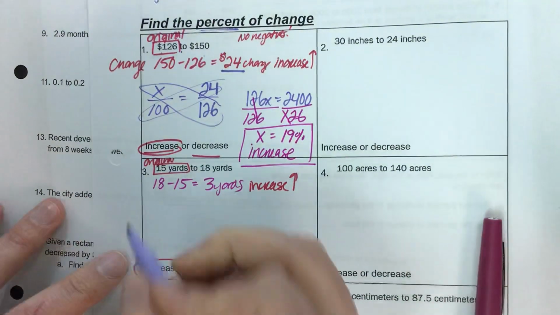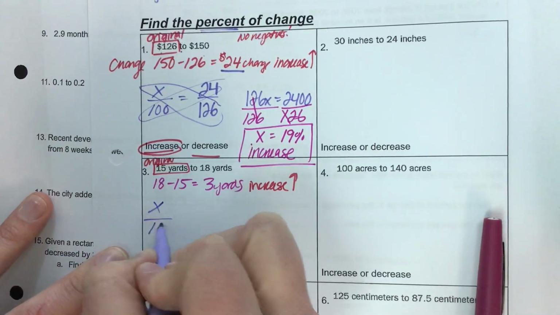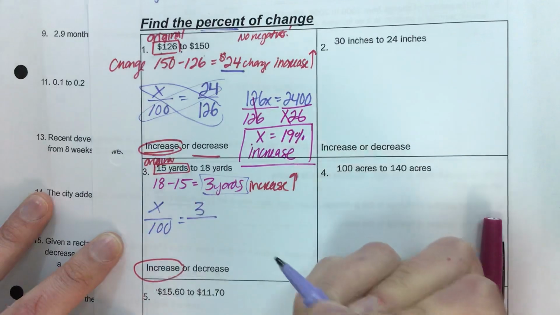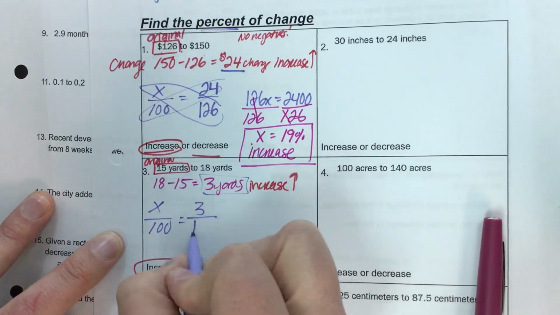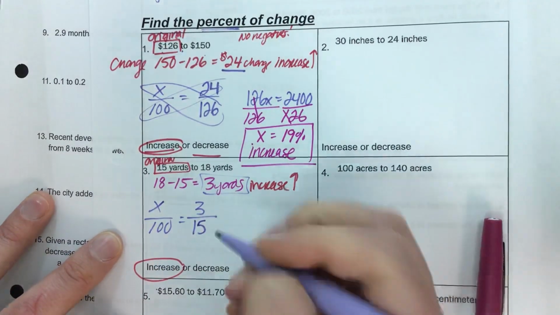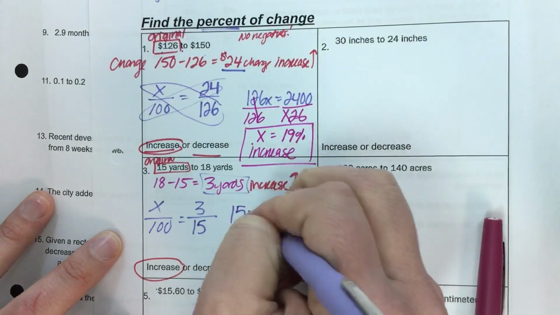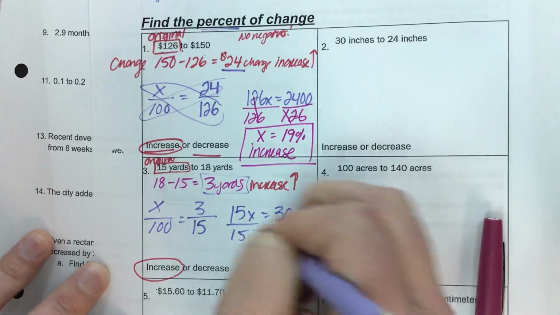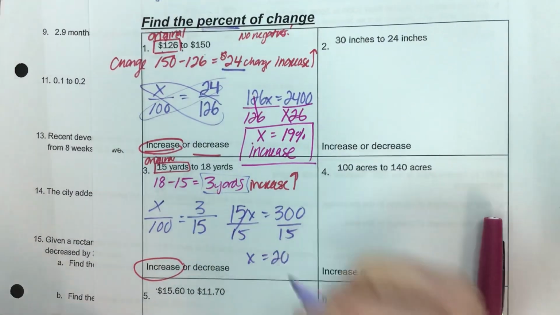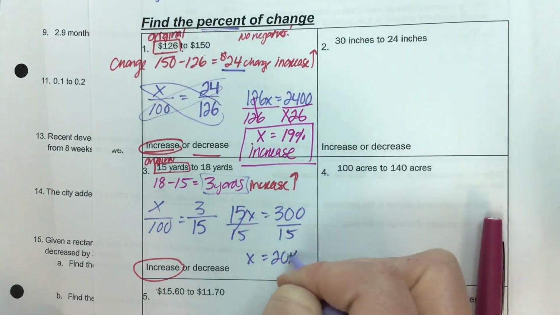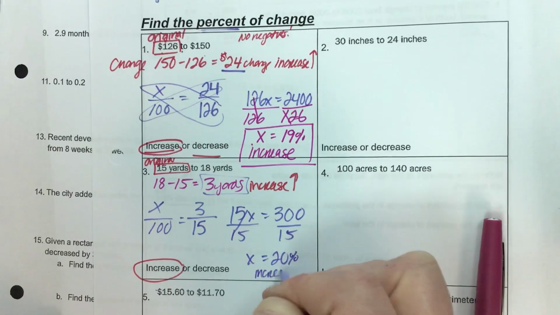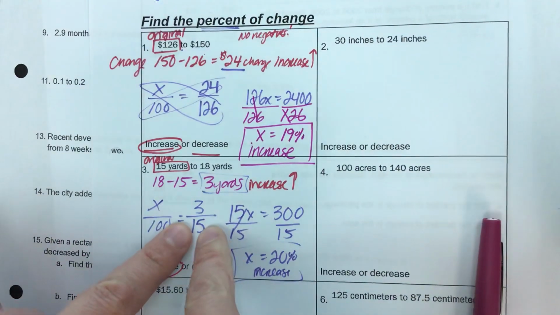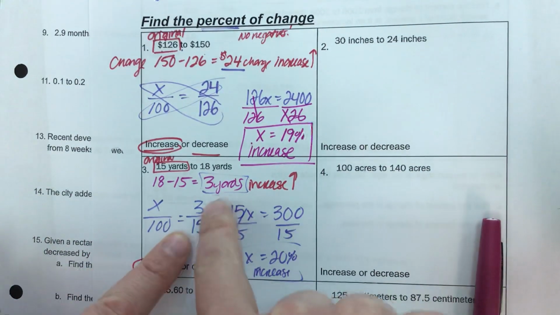And then I am going to go ahead and put this here, x over 100, because I don't know my percent. The change is 3. That's the difference between the two, over the original. Don't put 18. Put 15. And we've got 15x equals 300. And when we divide by 15 on both sides, guess what we get? We get a 20. 20 what? It's a 20% increase, because what that means really is 3 is what percent of 15? What percentage is that increase?